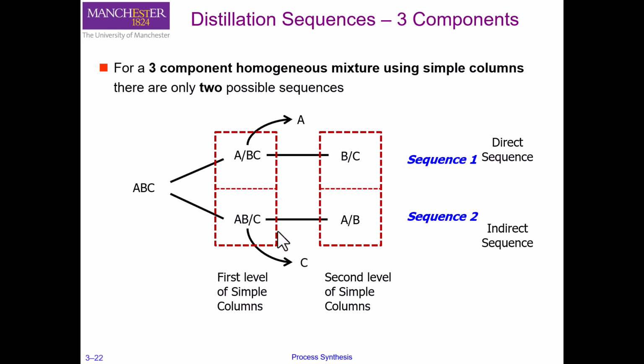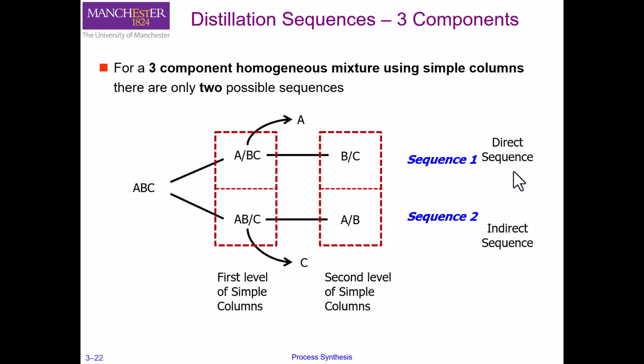As a second sequence, instead of taking out A in the distillate, we decide to take out C first in the bottom product, and the top product of the first column will be the feed to the second column, where we separate A as the top product and B as the bottom product. Depending on whether we take out light key components first or heavy key components first, we can define a direct sequence or an indirect sequence.